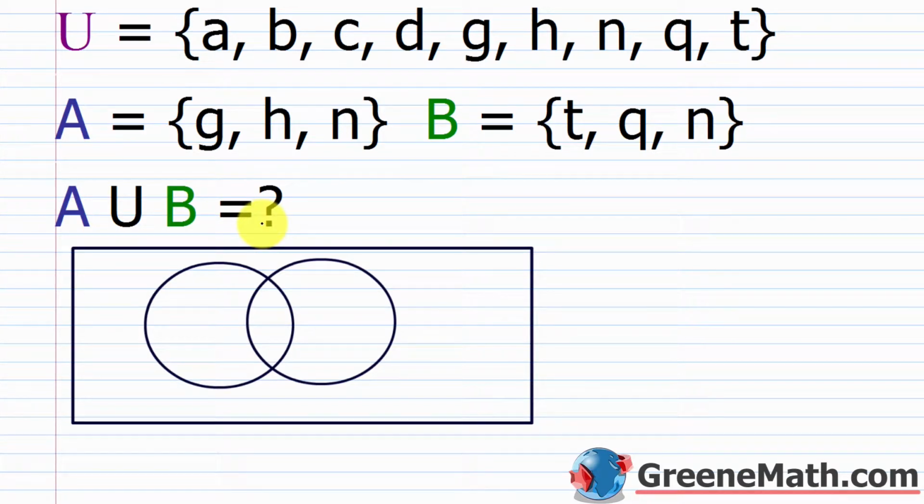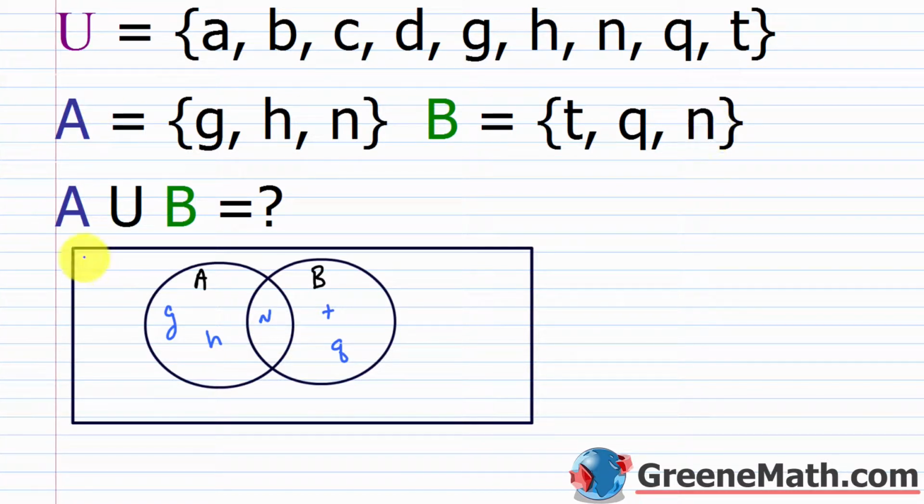Well, let's fill in our Venn diagram. Let's let this be set A and this be set B. In set A, I have g, h, and n. Notice where I put the n. It's because it's common to A and B. For set B, I have t, q, and again, n. N is in the overlap section because it's a member of set A and also set B.